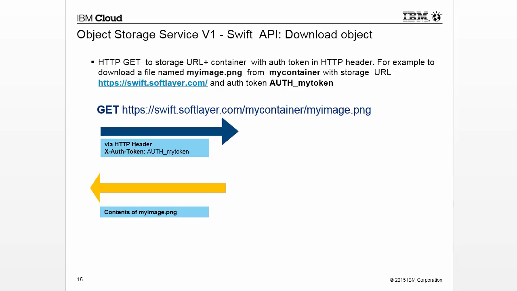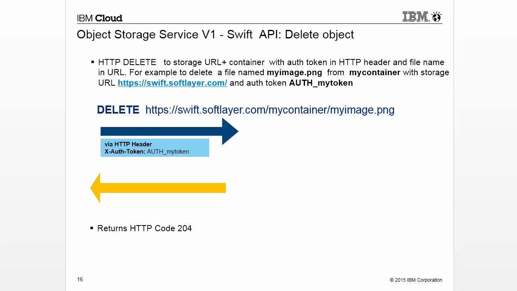Downloading files is done via an HTTP GET. The storage URL and auth token returned from the authentication operation are used in a GET operation that also includes the container name in the URL followed by the file name. The contents of the file are returned if the request is successful.